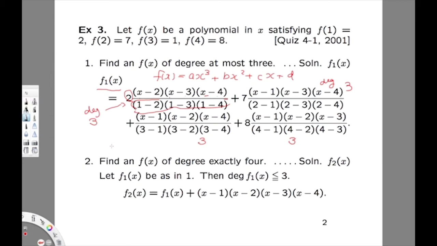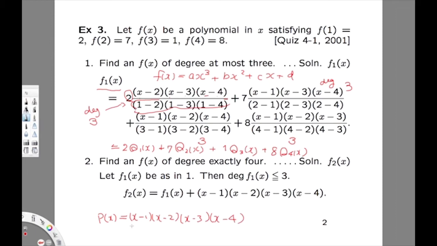And if you look at the theorem, this is written something like, say, 2 times q1 of x plus 7 times q2 of x plus 1 times q3 of x and 8 times q4 of x, and p of x is equal to x minus 1, x minus 2, x minus 3, x minus 4.